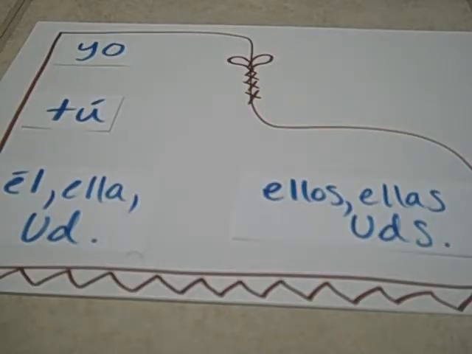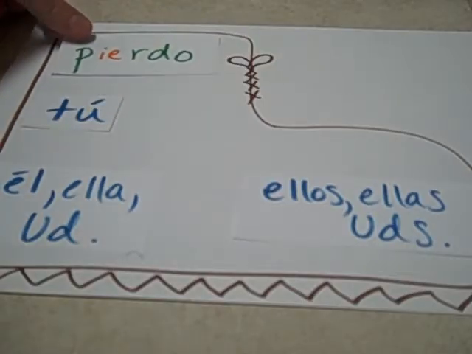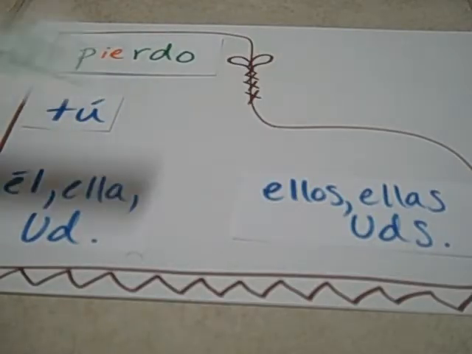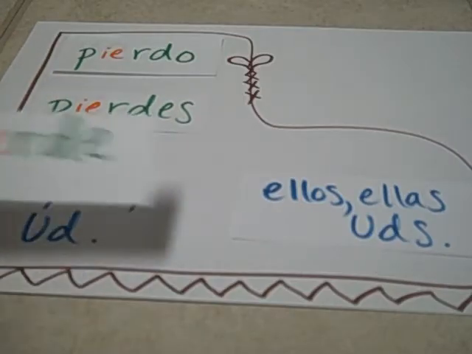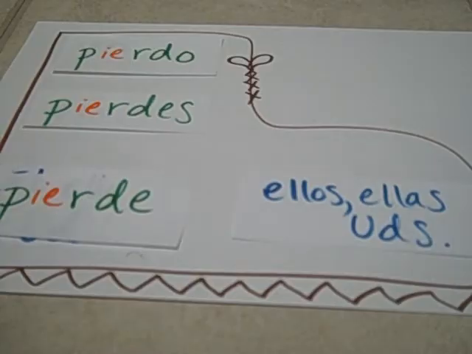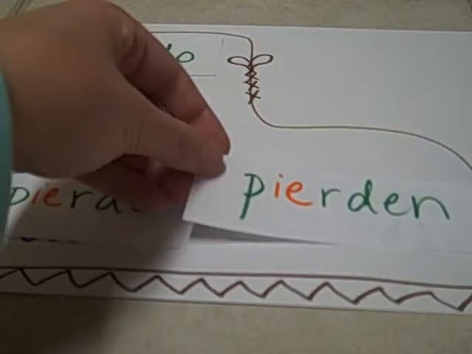So, if we use our example perder, we are going to change the E in the stem to an IE in all of those forms that fit the boot. So we have yo pierdo, tú pierdes, él, ella, usted pierde, and ellos, ellas, ustedes pierden.